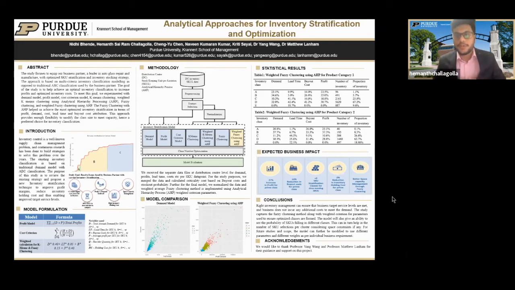Hello everyone. Today we are going to talk about the research we did on analytical approach for inventory stratification and optimization under the guidance of Professor Wang.